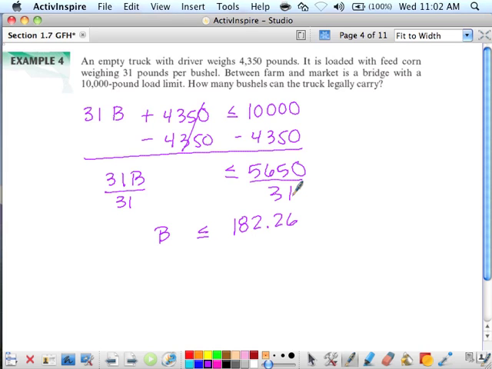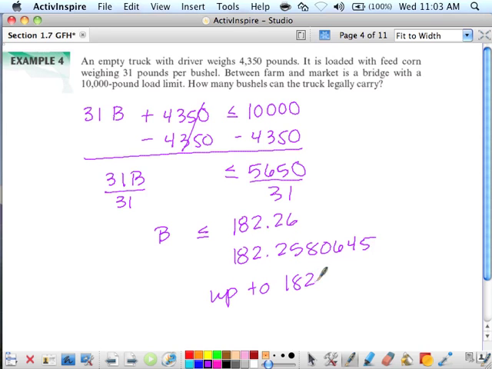Now, did you round up? Tell me the exact. 182.2580645. So it's anything less than that too. So it should be anything less than or equal to exactly that. Which this technically is a little more. So technically we really shouldn't let him carry quite that. He actually needs to be less than that. Do y'all understand that? So probably just to be safe, let's say he could carry up to 182 bushels, right?